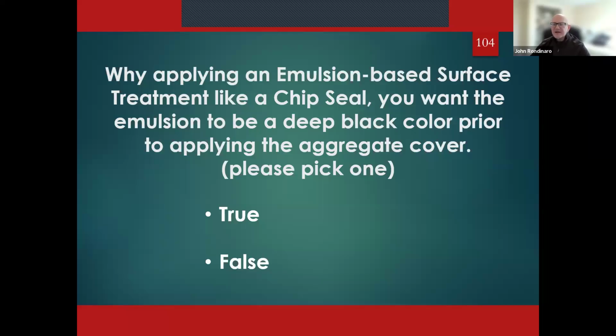So, quick question: when we're applying an emulsion-based treatment like chip seal, you want the emulsion to be a deep black color before applying the aggregate. Is that true or false? John, as the answers are coming in, the majority are saying false. I do have a statement from someone that said we typically broadcast some additional fine aggregate on the surface for longer longitudinal cracks. And again, everybody is saying false.